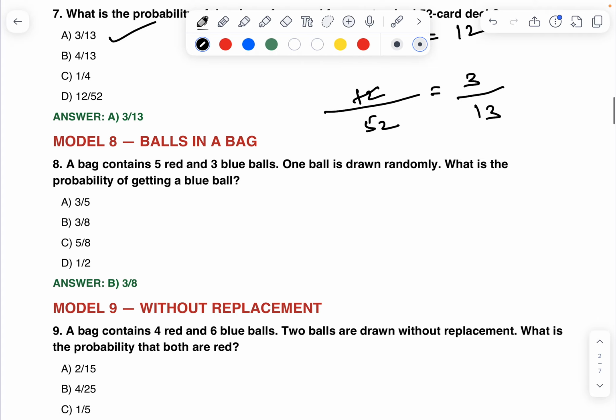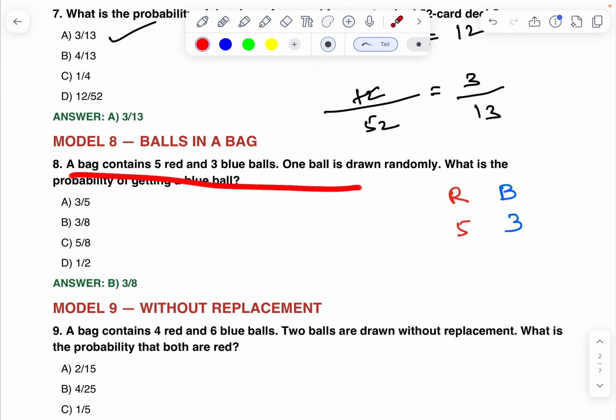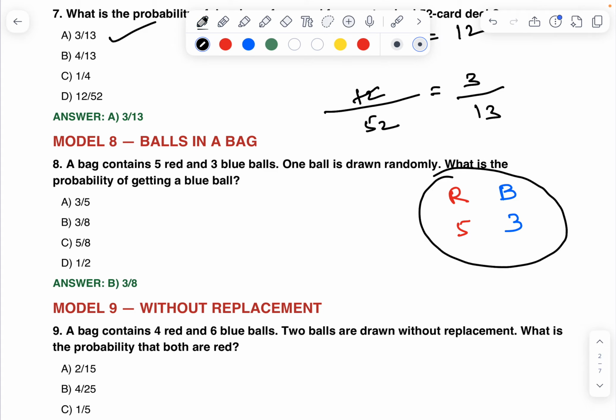Okay. Next, balls in a bag. A bag contains 5 red and 3 blue balls. First of all, you can write here red 5 and blue 3. Okay. One ball is drawn randomly. What is the probability of getting a blue ball? This is the bag. Total how many balls? Total 8.